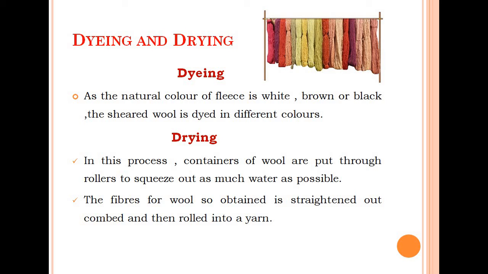Dyeing. As you can see in the picture, dyeing means what? Providing different colors to a substance. So here also the natural color of the fleece is white, brown or black, but we do have wool in different colors. So how is it possible? Yes, it is possible with the process of dyeing, in which the sheared wool is dyed in different colors, and after that it is dried.